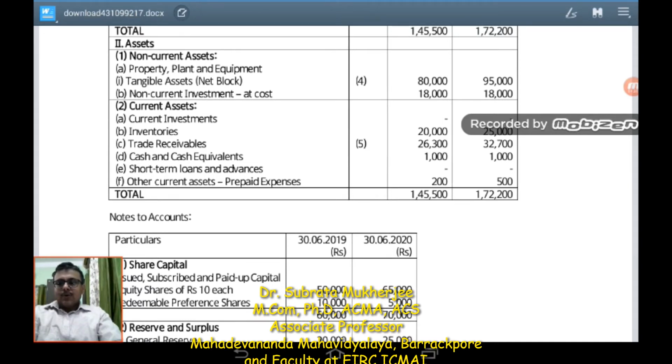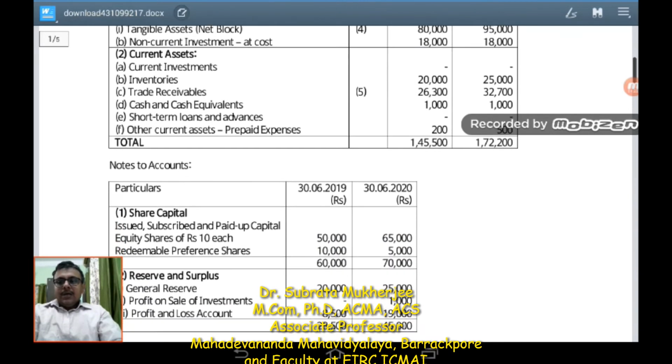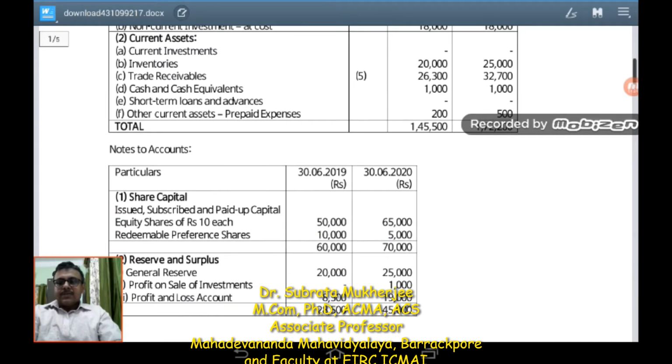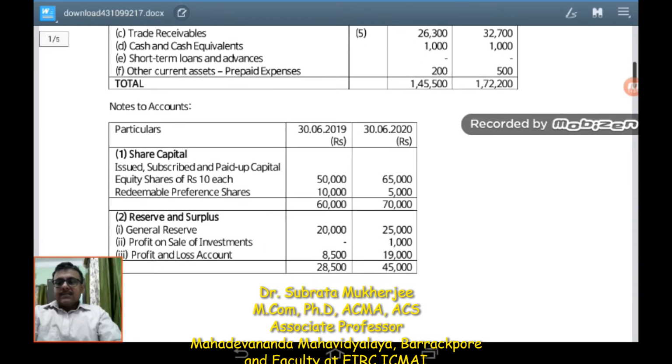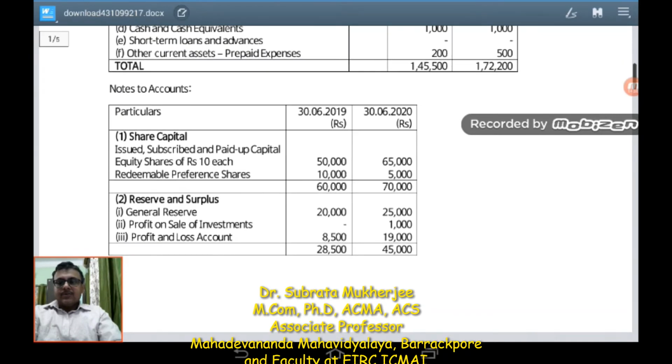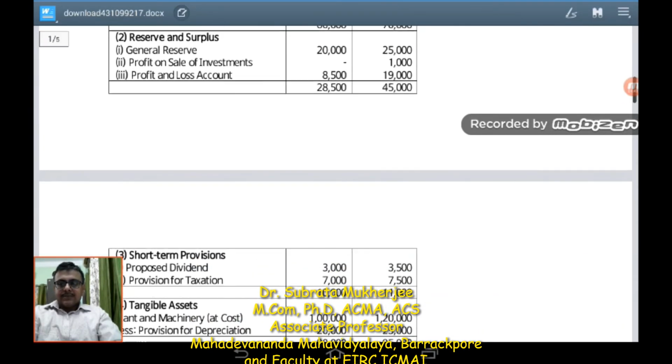Now here are the notes to accounts. Equity capital 50,000 and 65,000 as on 30th June 2019 and 30th June 2020 respectively. Redeemable preference share is 10,000 and 5,000. Under reserve and surplus, we have general reserve 20,000 and 25,000. Profit on sale of investment is nil and 1,000. Profit and loss account 8,500 and 19,000.